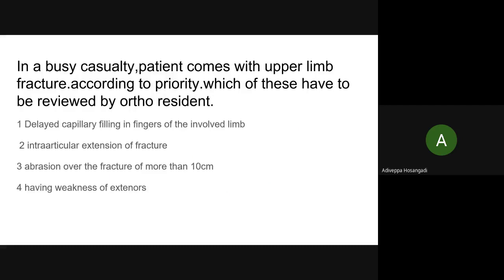In a busy casualty, a patient comes with an upper limb fracture. According to the priority, which of these have to be reviewed by an ortho resident? Now you have passed your internship, you are posted in a busy casualty. So you see a patient who comes with an upper limb fracture. So what do you do? When will you call the ortho resident? Read this. Very, very interesting question. Of course, it has appeared in one of the exams. Henceforth, probably such questions will be asked.